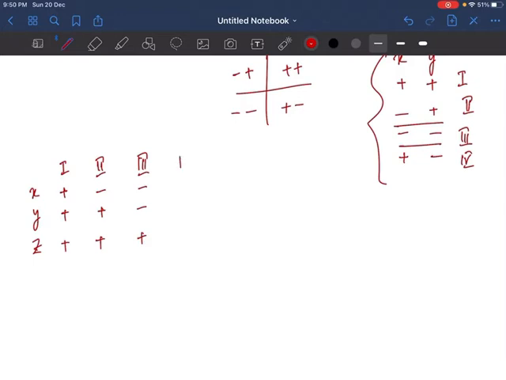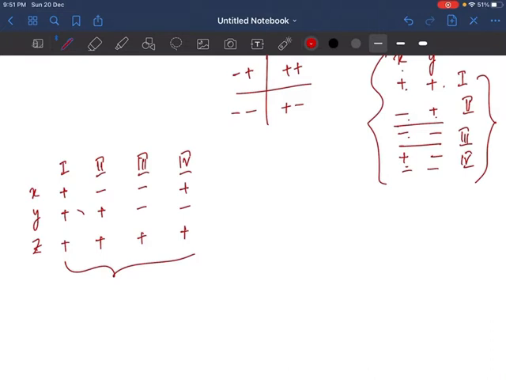Now in the fourth quadrant, x is positive, y is negative. So we have positive, negative, and this one will be positive. So z is always positive, and the only things changing are x and y, and it follows the quadrants of the two-dimensional one. Plus, plus, plus; minus, plus, plus; minus, minus, plus; plus, minus, plus.